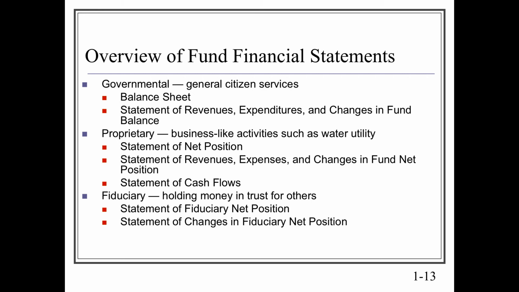Proprietary funds account for business-like activities such as a water utility. Three required statements for proprietary funds are the statement of net position, the statement of revenues, expenses, and changes in fund net position, and the statement of cash flows. Fiduciary funds account for money held in trust for others. Two required statements for fiduciary funds are the statement of fiduciary net position and the statement of changes in fiduciary net position.